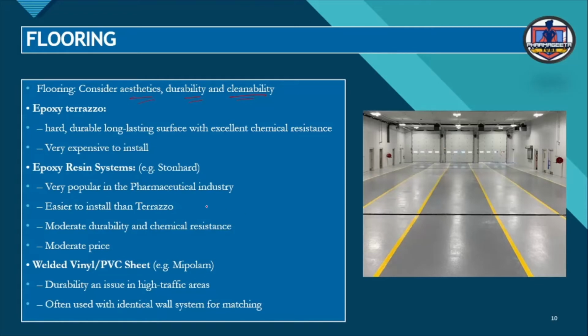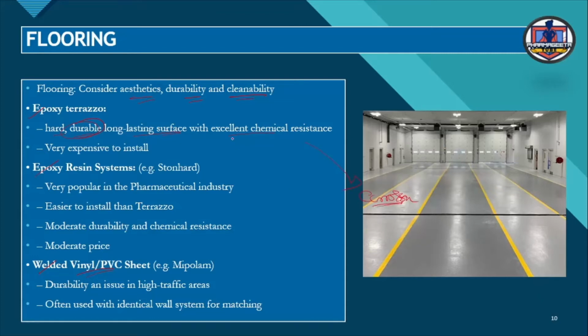So now, why are we using these materials, that is epoxy and vinyl or PVC sheet? Mainly for these reasons: they are hard, durable, long lasting surfaces with excellent chemical resistance. Now when we are working in a pharmaceutical industry or any chemical industry, when a chemical falls on the floor, or likewise there is any spilling, or any accident has occurred, it can cause corrosion to the floor.